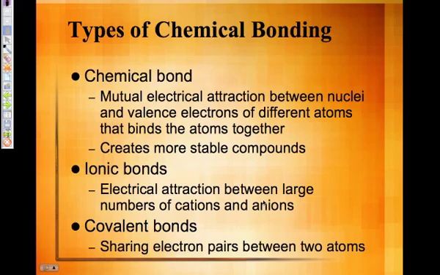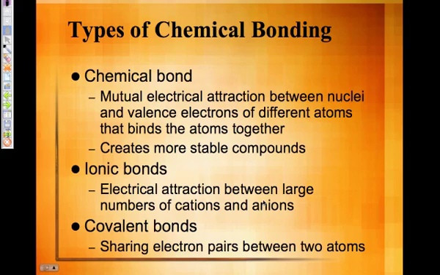So we're going to be looking at the highest energy level. Like if it's in the 4p sublevel, it would be the 4s and 4p electrons of that element. That would give you the valence electrons. When you form a chemical bond, it always creates a more stable compound.